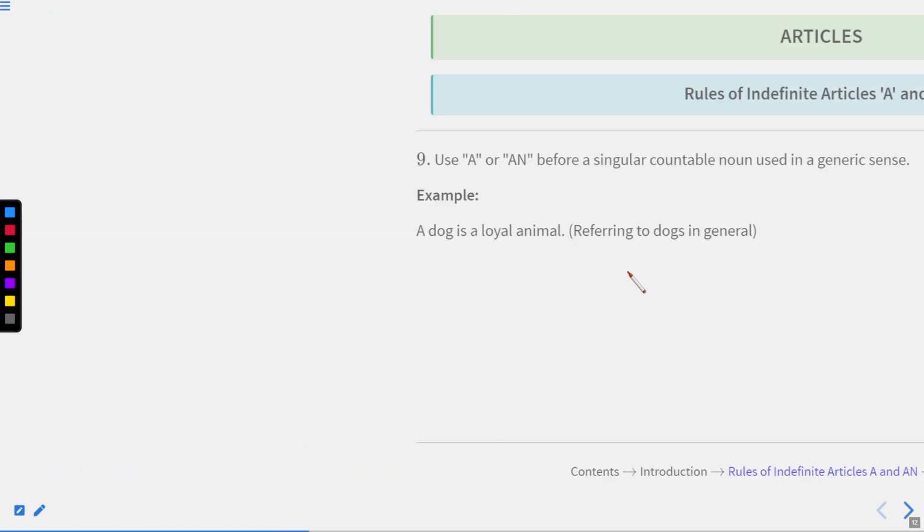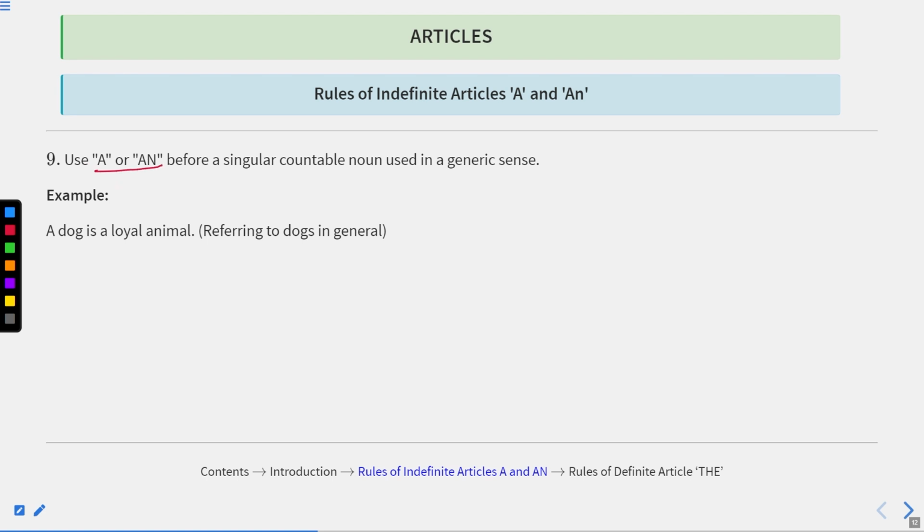Now, another rule is use A or N before a singular countable noun used in a generic sense. For example, a dog is a loyal animal. I'm describing a dog that is called a loyal or faithful animal. So a dog means any dog, a category of dogs. I'm not talking about a single dog, in fact I'm talking about the entire category of dog. That is why I'm using A before it. Just for example, a cow is a useful animal, or a dog is a faithful animal.